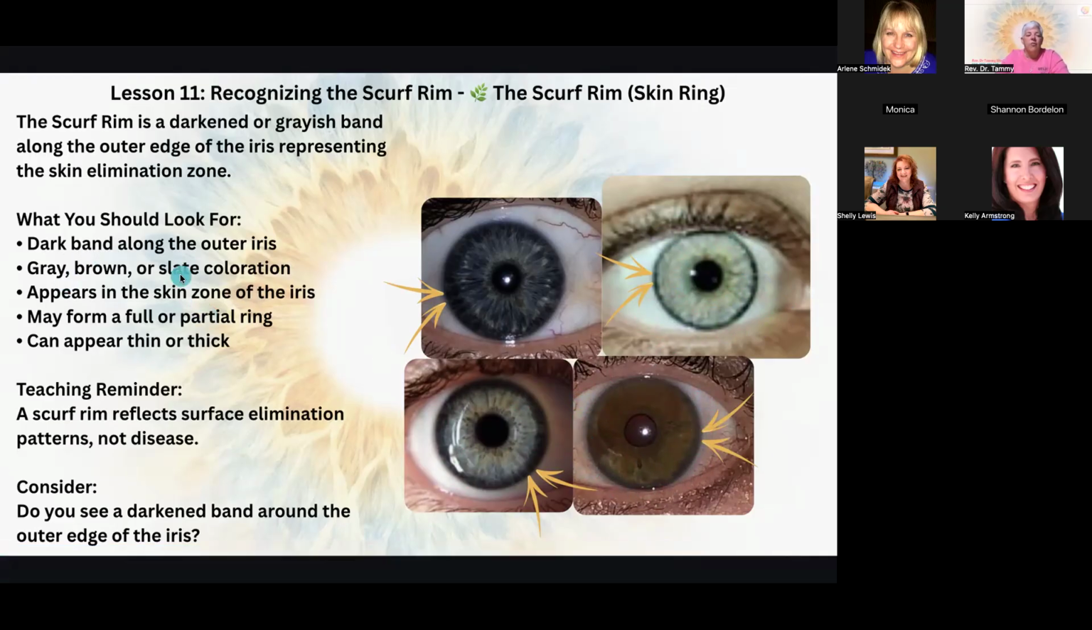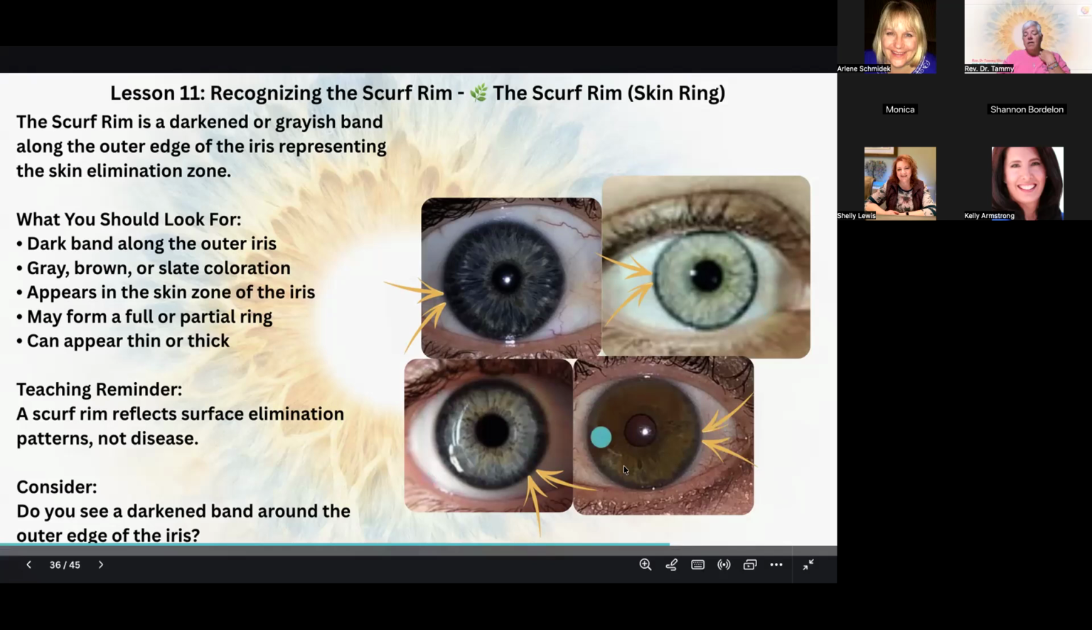So what you're looking for is a dark band around the outer iris. Gray, brown, slate coloration appears in the skin zone of the iris, may form a full or partial ring. A lot of times your women that wear very tight clothing, you'll see it around their torso area, waistbands. Men that wear really tight waistbands, you'll see it in their torso area. It's really uncanny. And you may not see it down here or up here. So it's mainly they're wearing too tight of clothing and clothing that's not breathing.